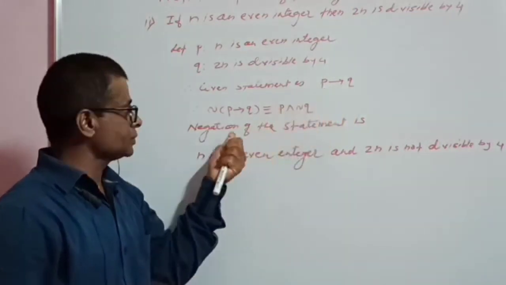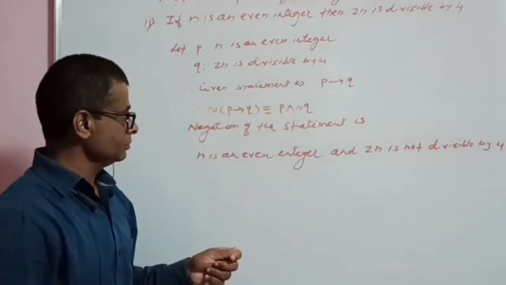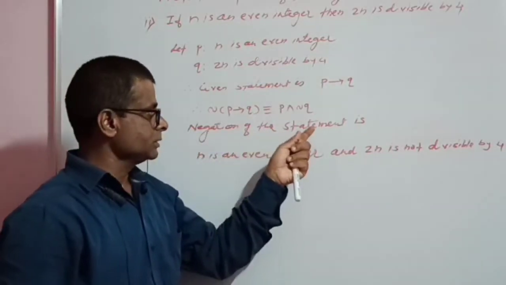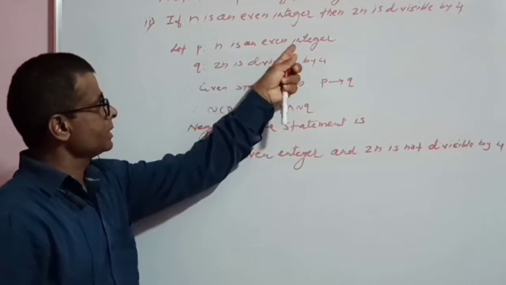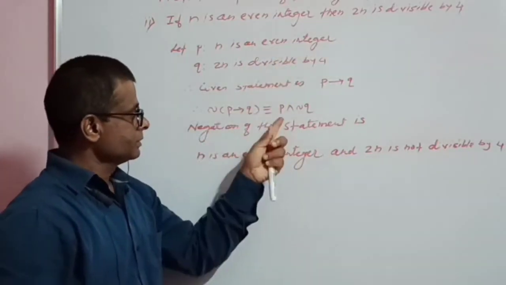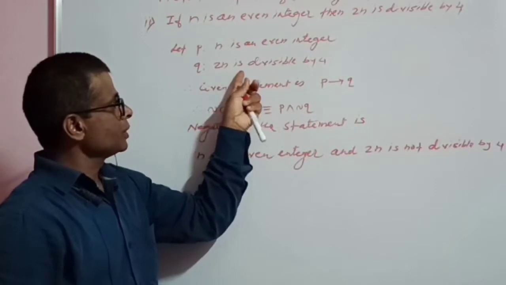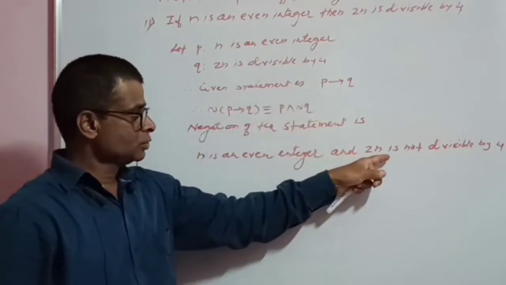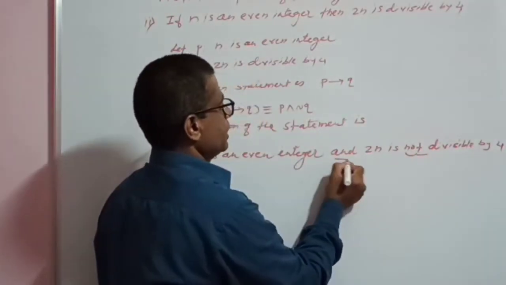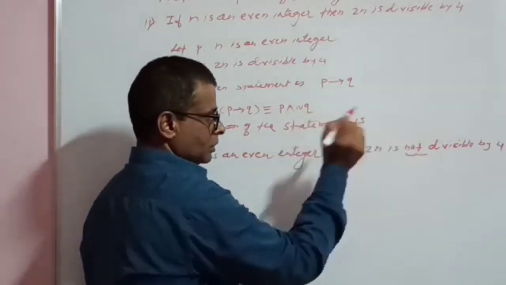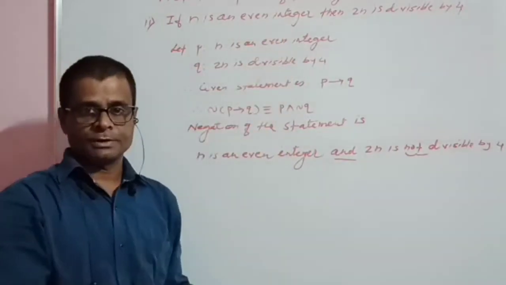Then by using the rule of negation, negation of P conditional Q is equivalent to P conjunction negation of Q. So the negation of the given statement is, first P. What is P? n is an even integer. Then conjunction, and, and negation of Q. Q is what? 2n is divisible by 4. Its negation: 2n is not divisible by 4. Conjunction is and, negation is not. So this is the negation of the given compound statement.